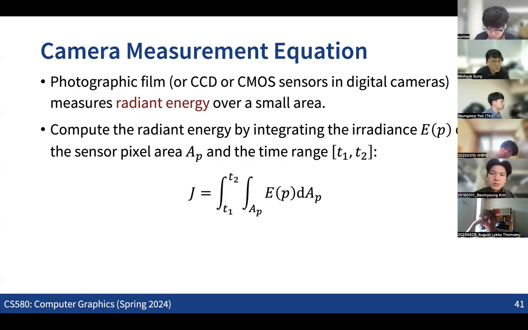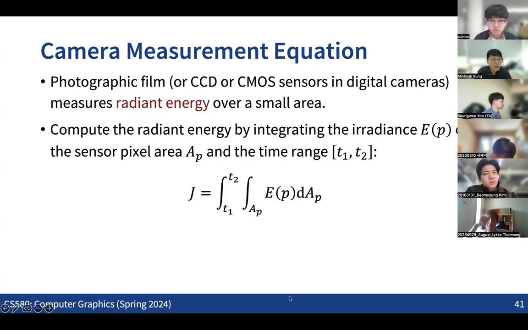Obviously, if we assume a uniform surface area for each pixel and the same amount of time for each pixel, then we can consider that irradiance is a property which is proportional to the final radiant energy that we are computing. So this is what we do as the final step of the rendering.